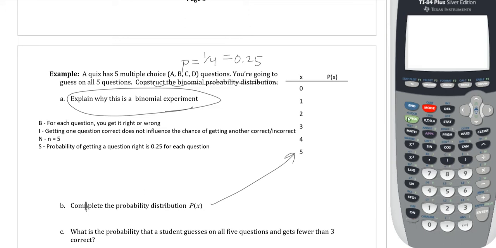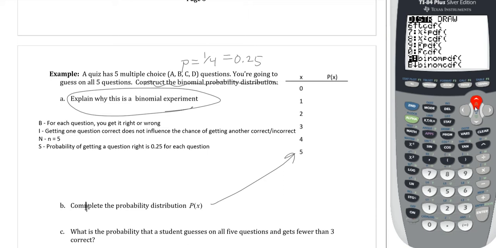To access that, we need to hit second, VARS. We see stuff like normal PDF, normal CDF. What we want are the ones that start off with binom, and those don't show up for a while. You need to scroll down until I think you get down to A and B, and you see Binompdf and Binomcdf. Now we will use both of these, but they have different uses.